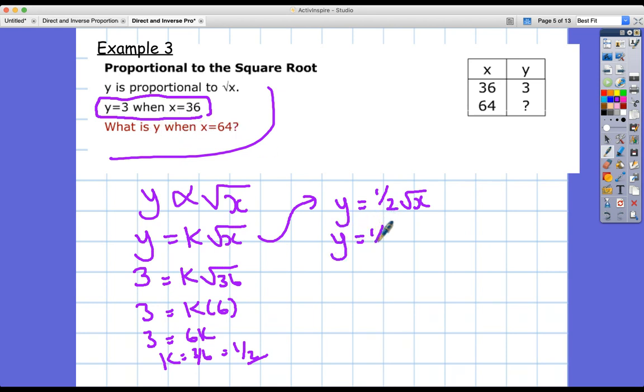Y is half times the square root of 64. We know that the square root of 64 is 8, so it's half of 8, which is, of course, 4.